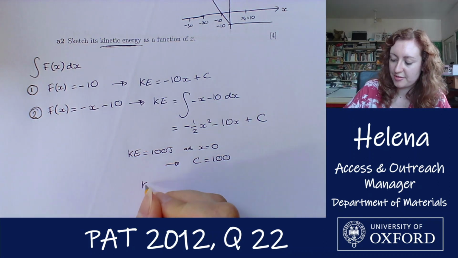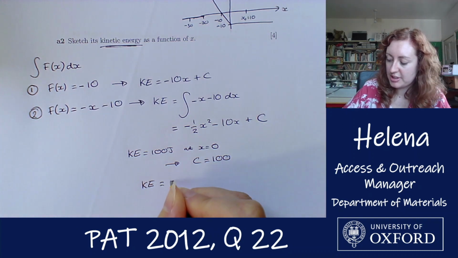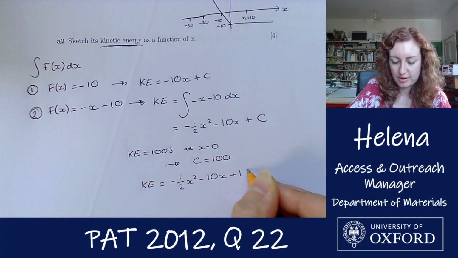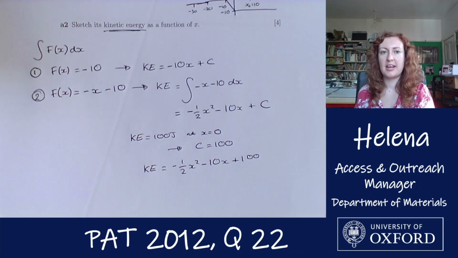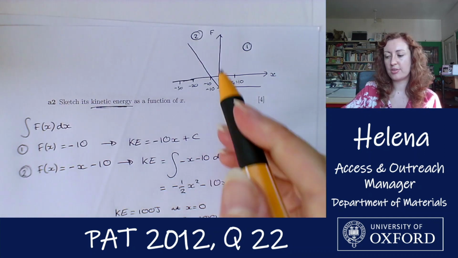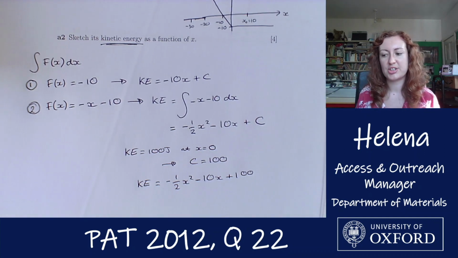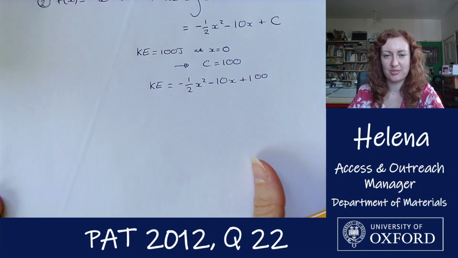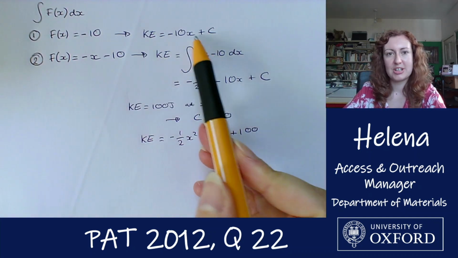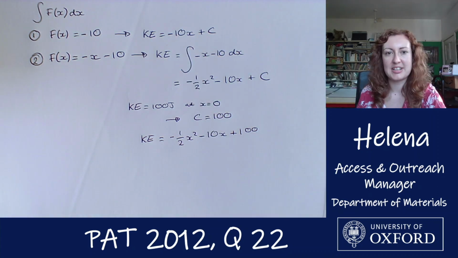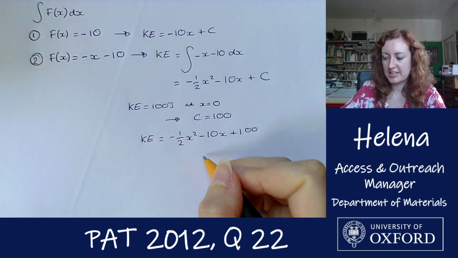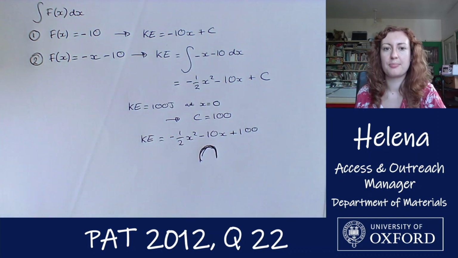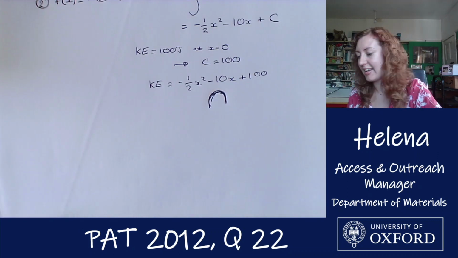So we have our expression for our kinetic energy in region 2, which is -1/2 x squared minus 10x plus 100. Okay, so again, just like the force graph is split into two regions, our kinetic energy graph needs to be split into these two different regions. We have a linear region here, and we have a quadratic region here, a negative quadratic. So that's going to have an upside down parabola shape, hopefully drawn a bit better than mine.